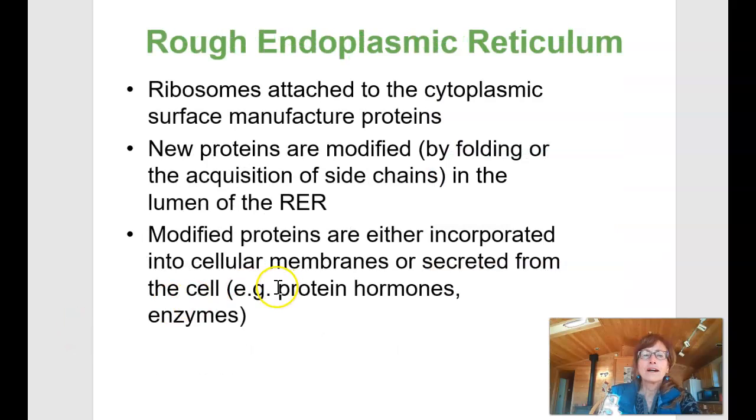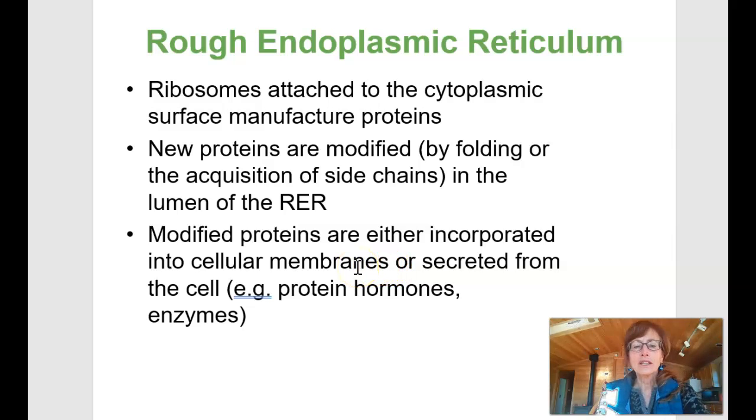Now the rough ER, we said, was involved with proteins. That's where proteins are made and modified. Just like we learned with protein folding, how that all happens, it's going to happen there in the rough ER, in those spaces within the rough ER. Once those proteins become modified, those modified proteins are either taken up by certain membranes already there in the cell, or they could actually be transported out.